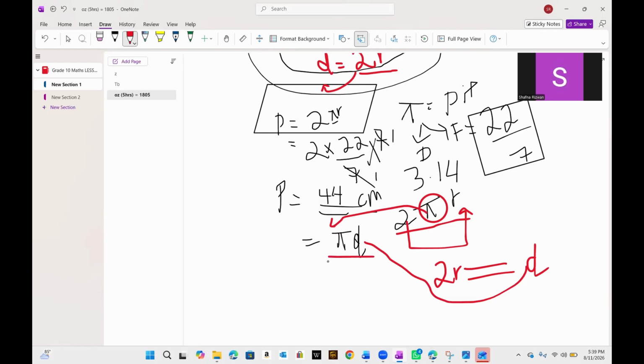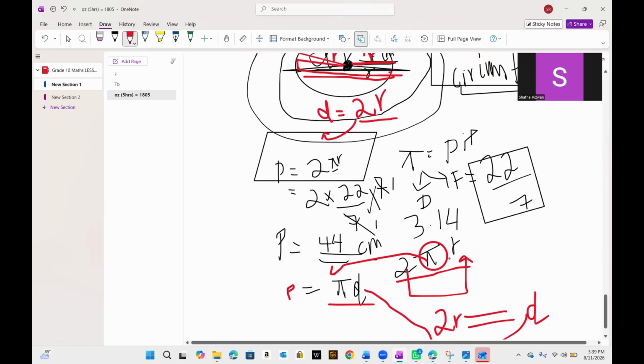Can you understand? If they give you the diameter instead of the radius, you can put perimeter equals to pi d, and then you can find the perimeter of the circle or the circumference of the circle. Did you understand? So always remember, instead of 2r, we are putting d, because 2r equals to d. So it will become pi d.